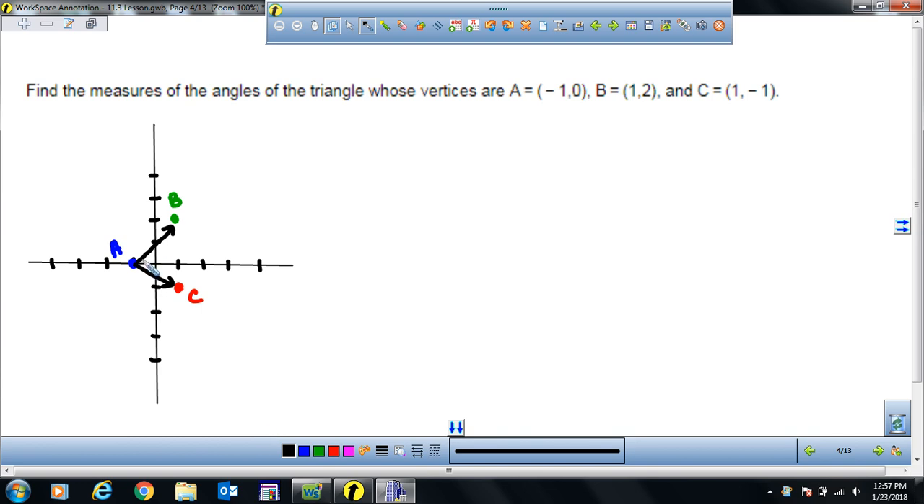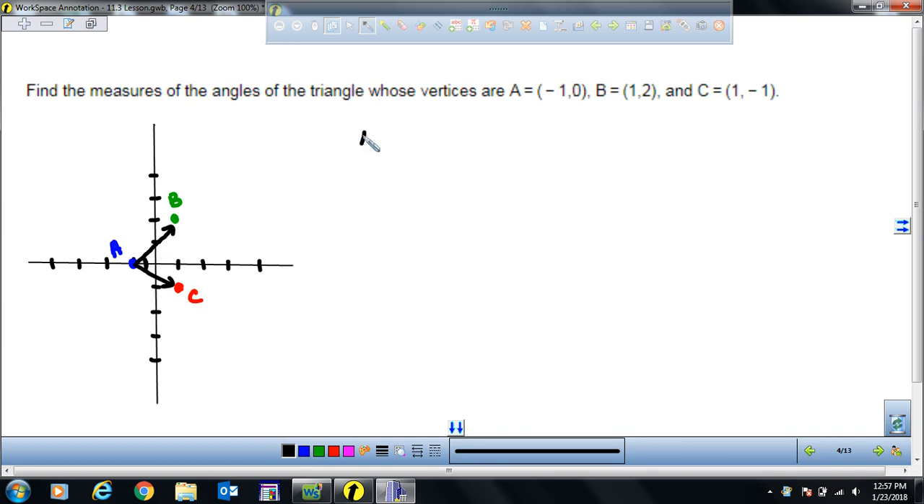I'm going to use the same formula we just used to find the angle between those two vectors. That's the first one I'm going to find. And then we're going to do the same thing from B to A and from B to C to find the angle B, and then from C to A and from C to B to find the angle C. First of all, from A to B and from A to C.